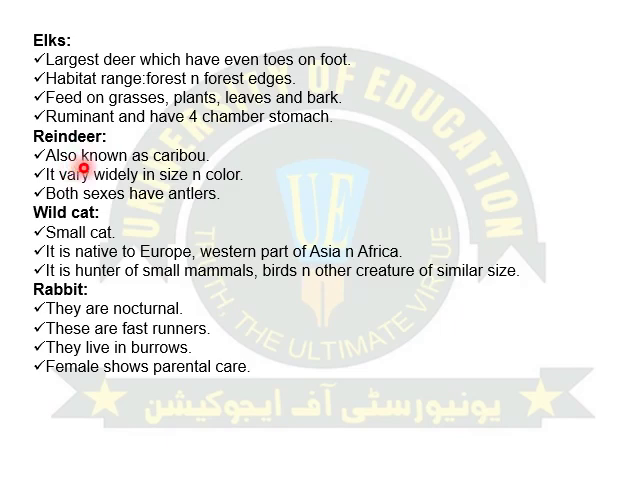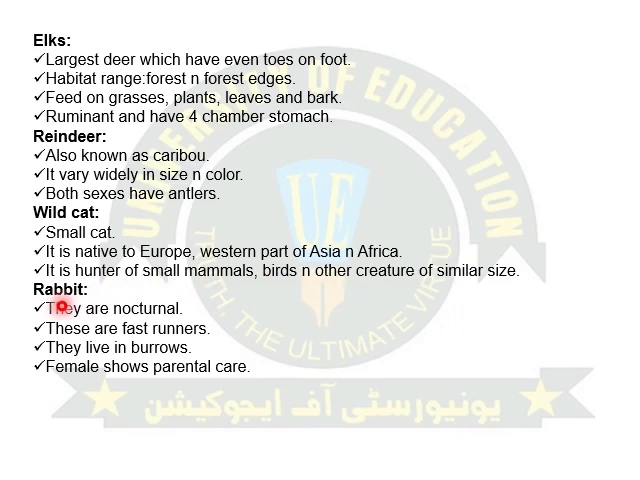If we talk about the reindeer, reindeer are also known as caribou. It varies widely in size and color. Both sexes of reindeer, male and female, have antlers. If we talk about the wildcat, these are small cats. It is native to Europe, western part of Asia and Africa. It is a hunter of small mammals, birds, and other small sized creatures.